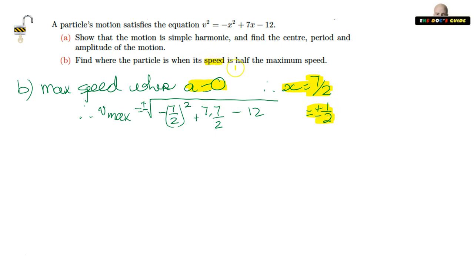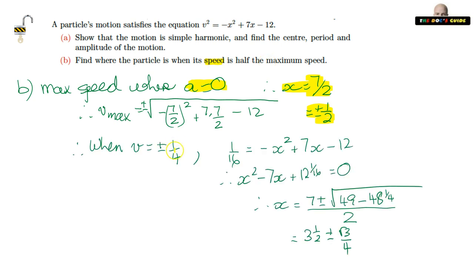When it's talking about speed though, remember, we don't worry about the direction of the velocity. So we're just saying that the maximum speed is a half, and we want to find where the particle is when its speed is half that maximum, which is when its speed is a quarter. Again, strictly speaking we don't need to worry about that.